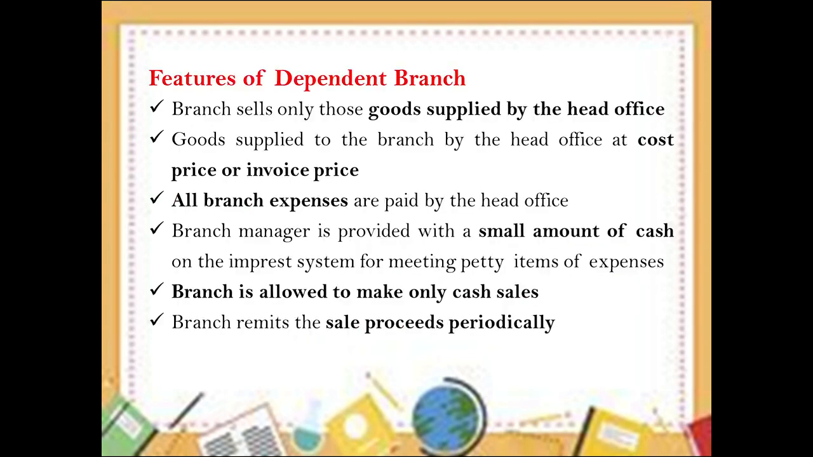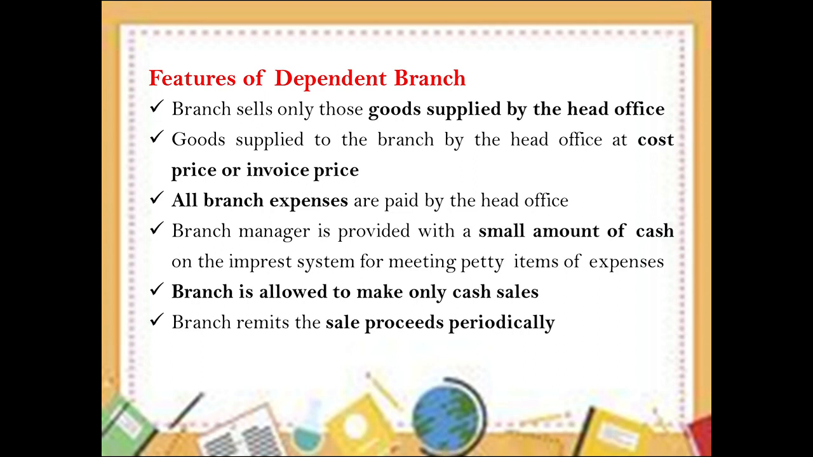Features of dependent branch. The branch sells those goods supplied by the head office. Sometimes the branch may be allowed to make purchases from local suppliers, and the payments for such purchases are made by the head office itself. Goods are supplied to the branch by the head office at cost price or at invoice price. Various branch expenses such as rent, salary, telephone expenses are paid by the head office. The head office provides a small amount to its branch manager for meeting petty expenses.